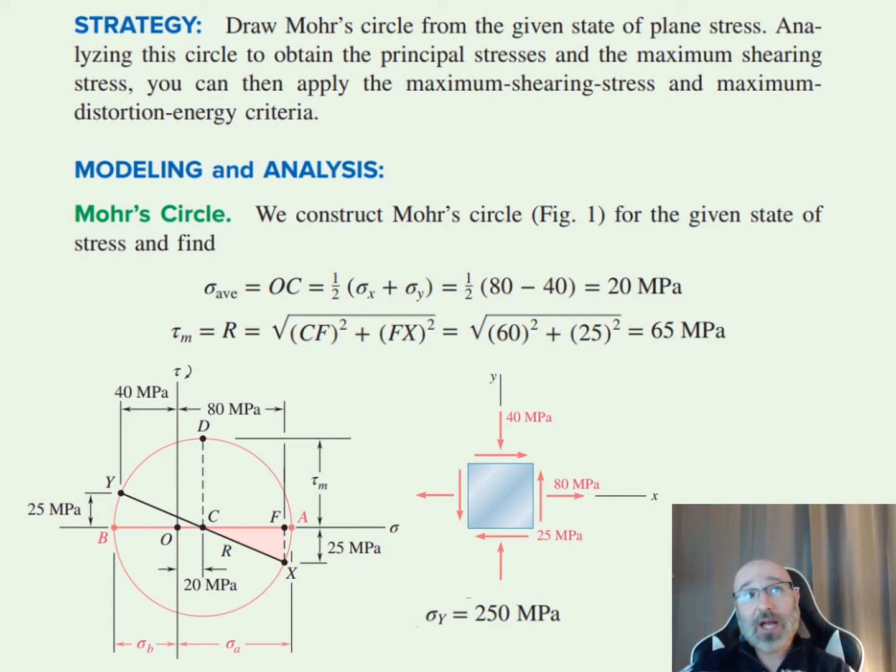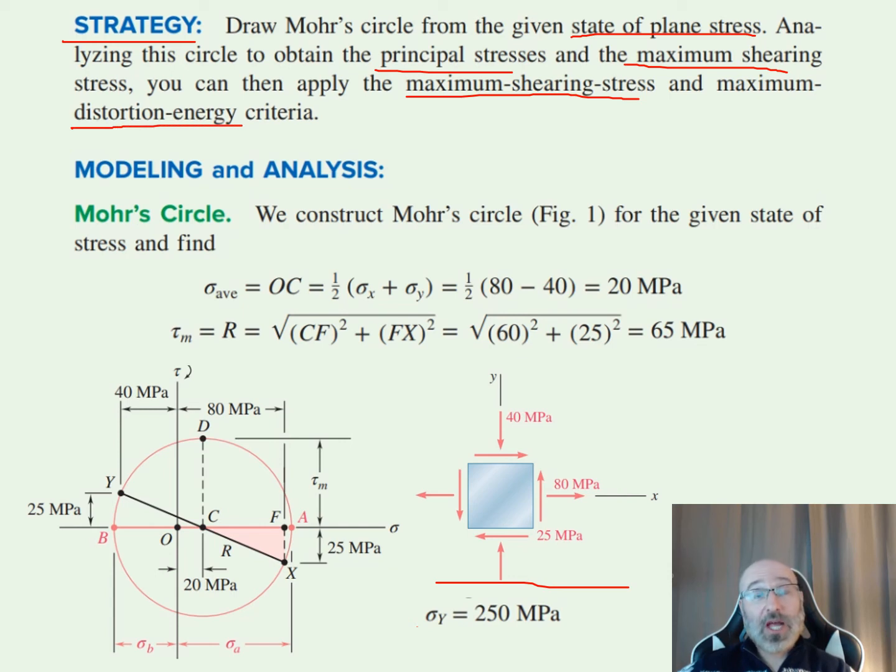Our strategy here is that we're going to draw a Mohr's circle from the given state of plane stress. This is the state of plane stress they gave us in that diagram within the problem statement. We're going to analyze the circle to obtain the principal stresses and our maximum shearing stress. From there, we can apply those two criteria, our maximum shearing stress and our maximum distortion energy criteria, in order to solve both ways what they asked us to do for that safety factor.